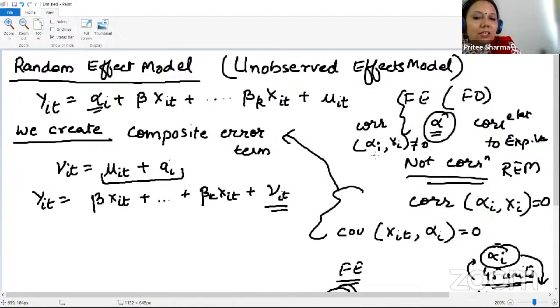there is some correlation. The second reason is that there is correlation between alpha I and Xi's. Because what we are showing in the fixed effect model, the assumption is that there is a possibility of correlation between alpha I's and Xi's, whereas in the random effect model, we are assuming that there is no correlation. So when there is no correlation, we are sure that with this creation of the composite error, we are not going to merge the impacts of explanatory variables also in the composite error.